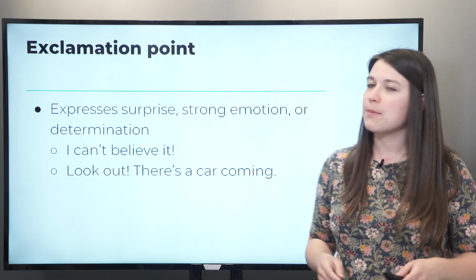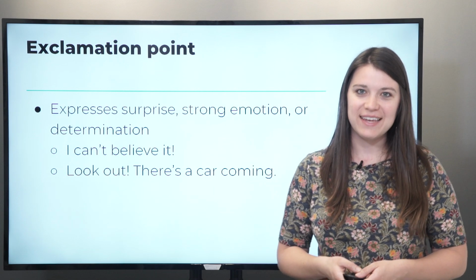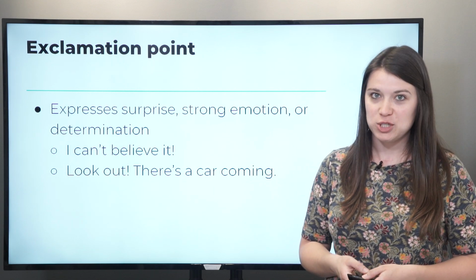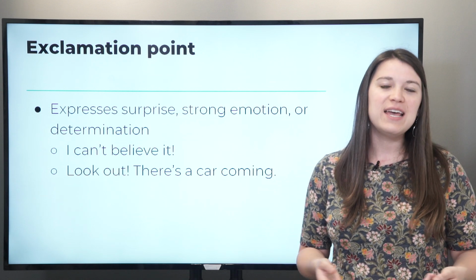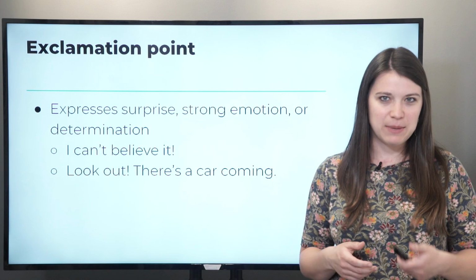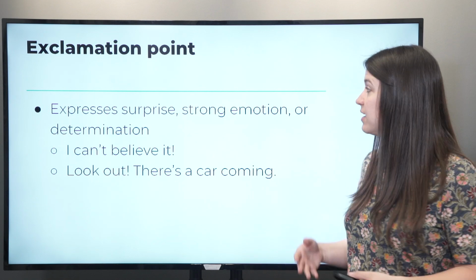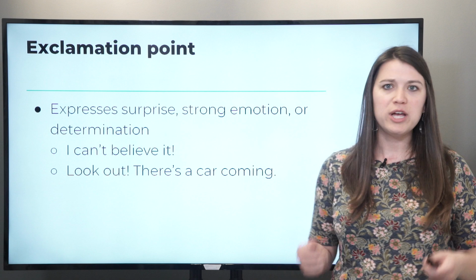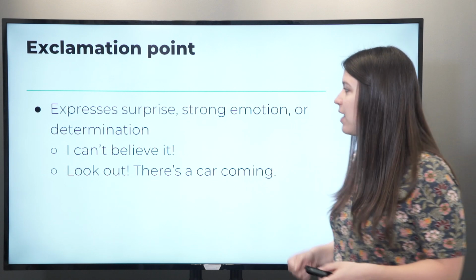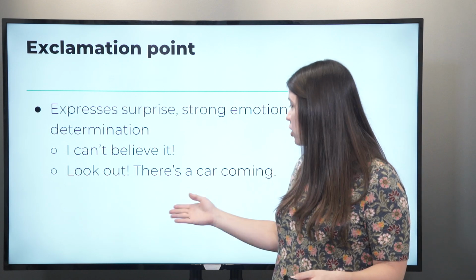Okay, now let's talk about the exclamation point. I think this is another form of punctuation that can be overused, especially in text messaging, things like that, because it expresses emotion. It expresses surprise, strong emotion, or determination. So for example, I can't believe it! Look out!